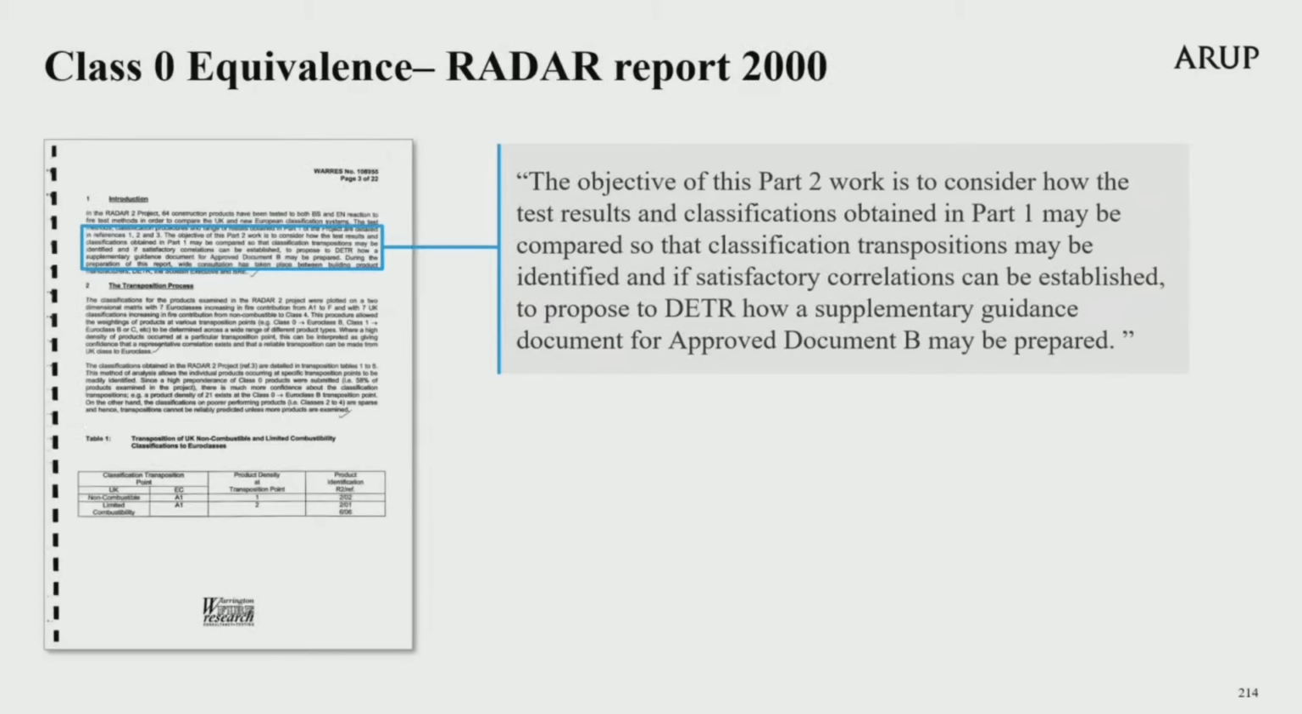The introduction to Part 2 of the report states, the objective of this Part 2 work is to consider how the test results and classifications obtained in the Part 1 report may be compared so that classification transpositions may be identified, and if satisfactory correlations can be established, to propose to DETR how a supplementary guidance document for approved document B may be prepared.